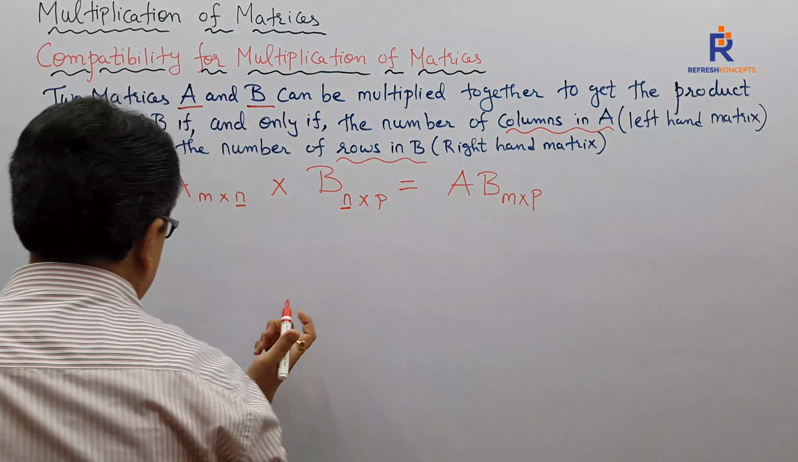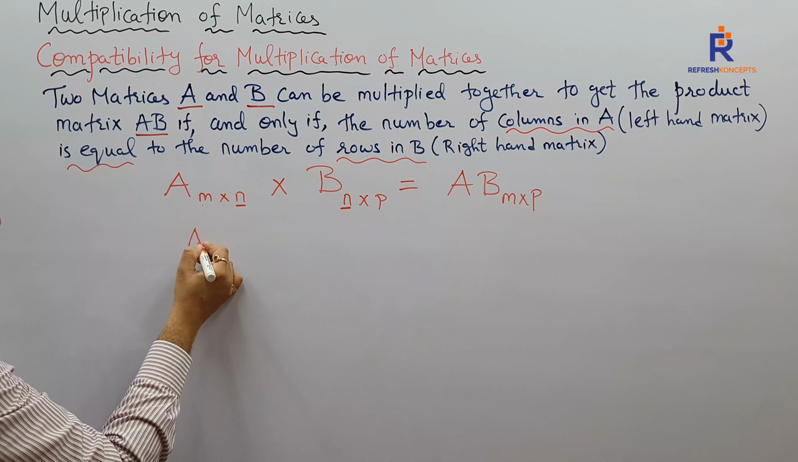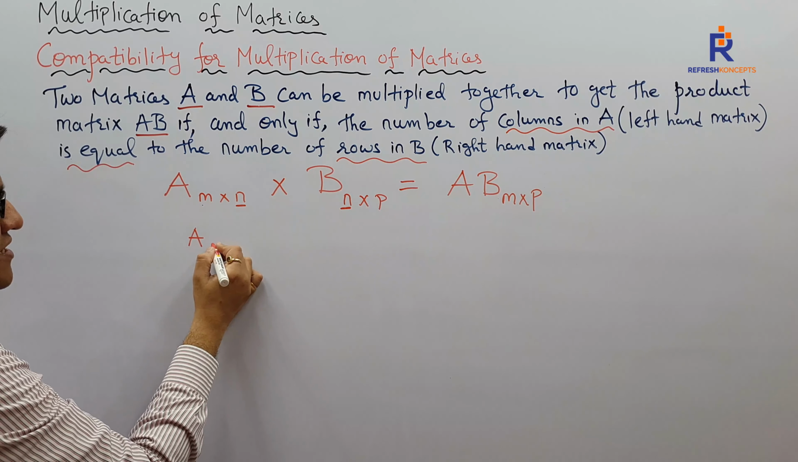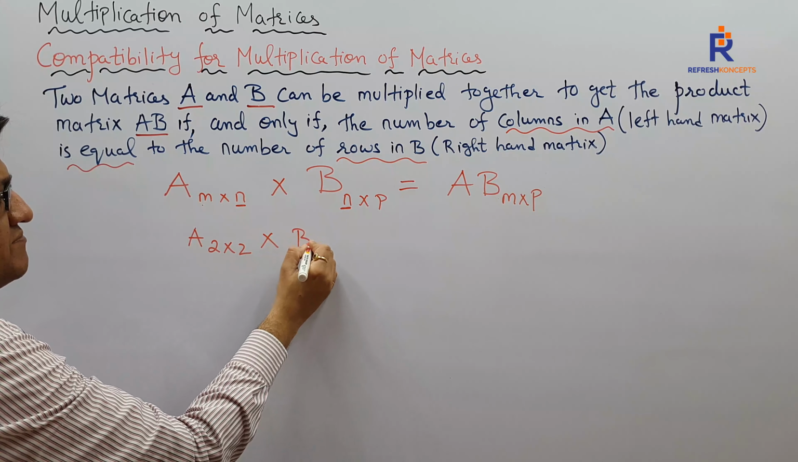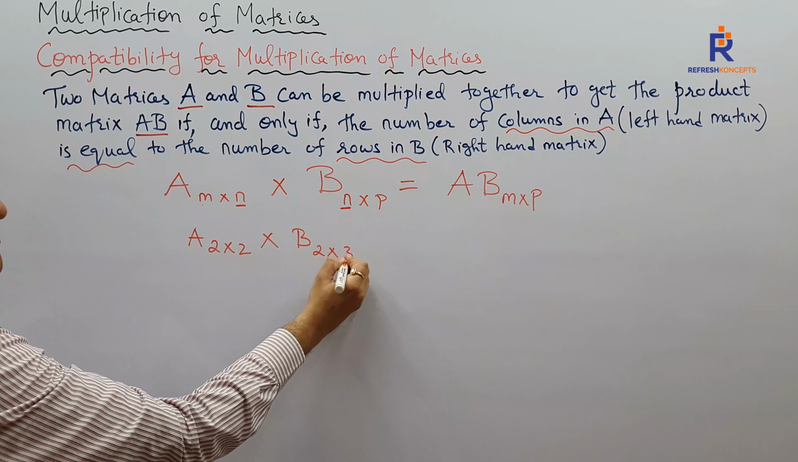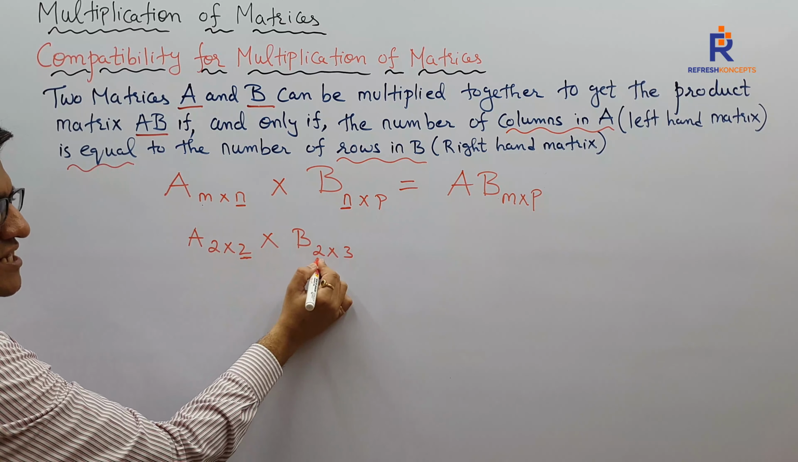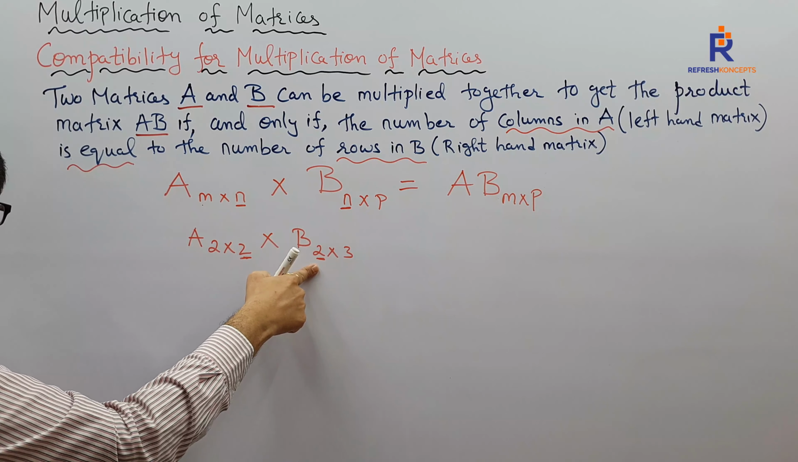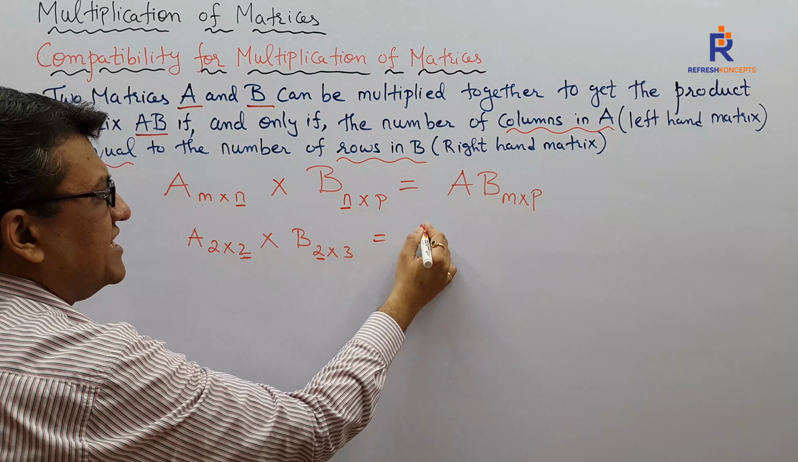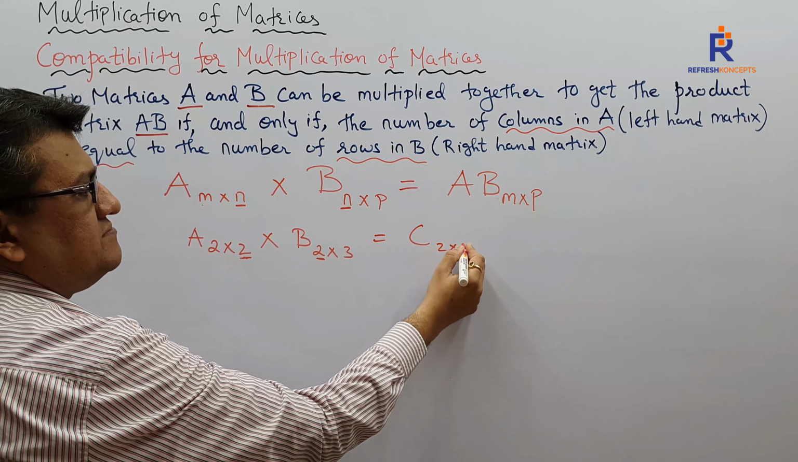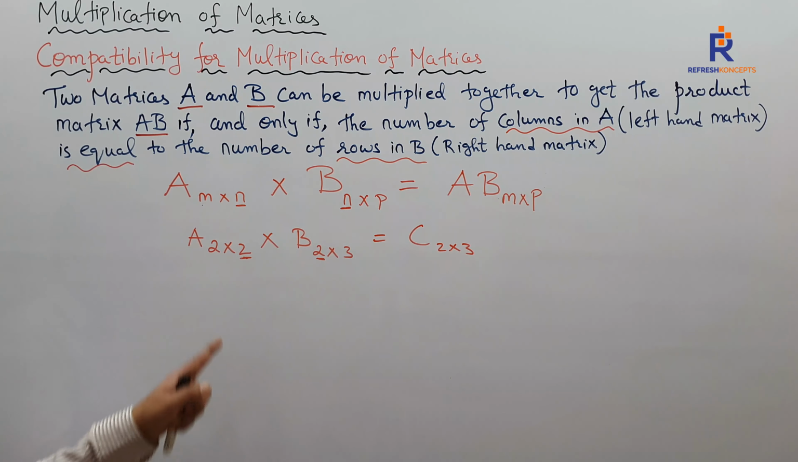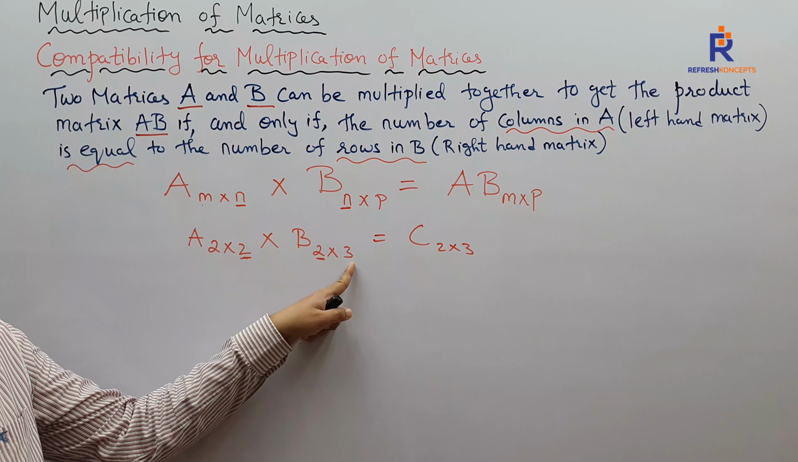So let's take a simple example. If I have A of the order 2 by 2 and matrix B of the order 2 by 3, are they matching? The number of columns in A and the number of rows in matrix B? Absolutely. What could be the resultant matrix C? The resultant matrix C will be 2 by 3. As simple as that.